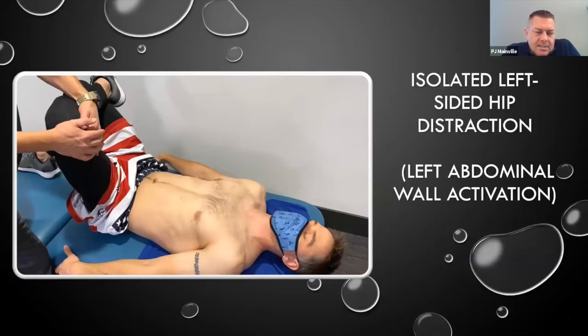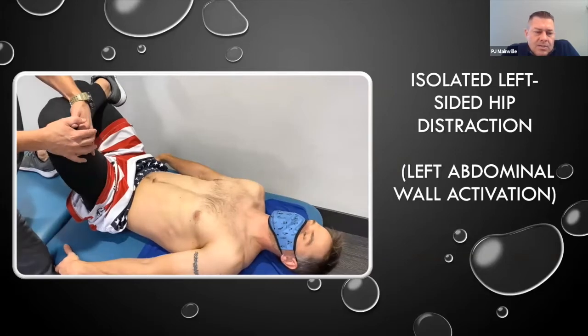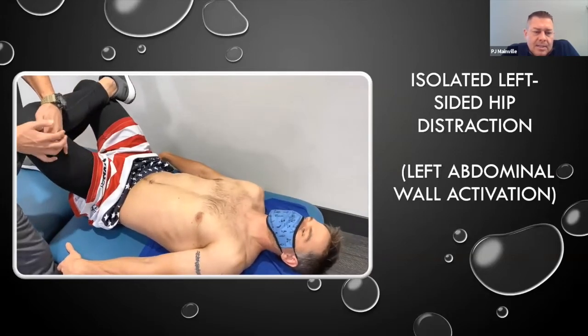This exercise is new for us in the last couple of years. We've spent so much time trying to reposition a thoracic rib cage. In this scenario, we're actually isolating the left hip and distracting it, where our objective is to get them to facilitate left ab wall activation. As you can see here, I'm distracting his leg distally.